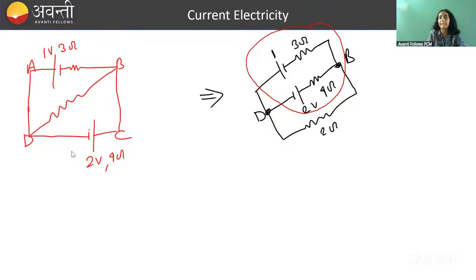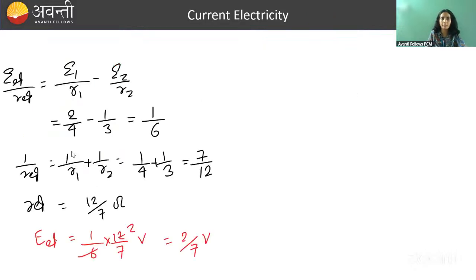And how are they in parallel? Look carefully, this positive is connected to the negative of this. So you will not do E1 by R1 plus E2 by R2, you will do E1 by R1 minus E2 by R2. Okay? And then you will write E equivalent. So I have done here E1 by R1 minus E2 by R2. What is E1? 2, 2, 4, right?